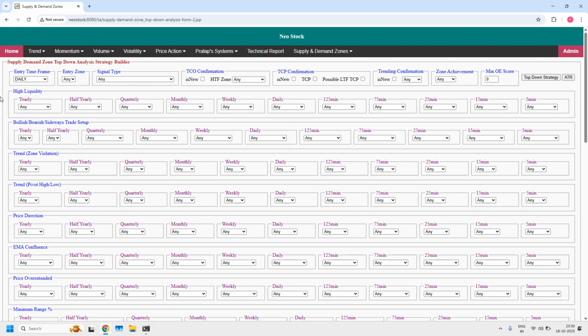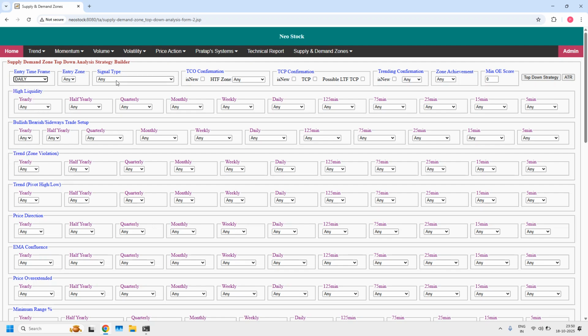Okay, first I am going to generate stocks near daily and 75 minutes demand zones and also supply zones. Daily and 75 minutes stocks near demand and supply zones. From those reports, we will identify high priority, high liquidity zones so that you can use those zones for your intraday trading as per the high liquidity zone strategy that I explained in lesson 21.3 video.